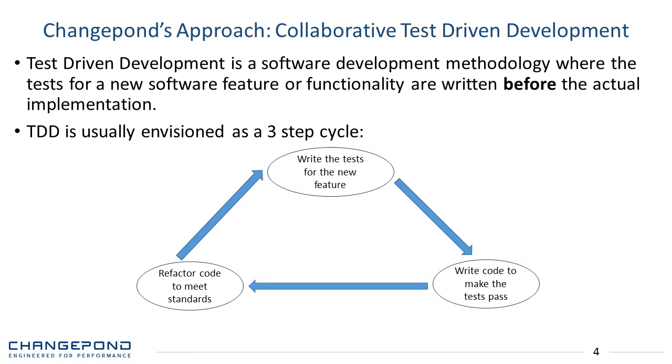TDD is a software development methodology where the tests for a new software feature or functionality are written before the actual implementation. TDD is usually envisioned as a 3-step cycle. In step 1, the developer writes the test for the new feature. In most TDD descriptions, this first step is often described as write a failing test.